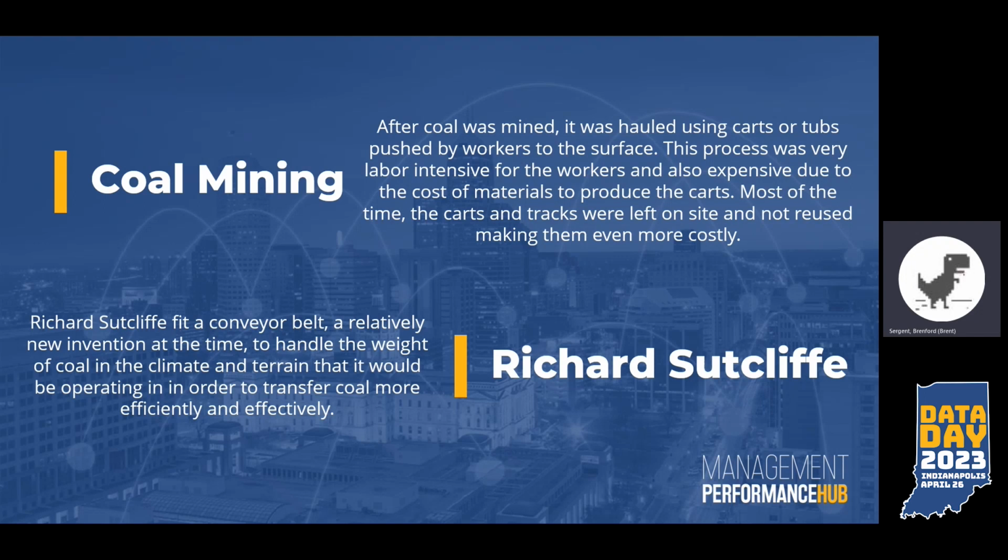These heavy carts would have to be manually pushed by individuals out of the mines, which was labor-intensive and expensive work. So along comes Richard Sutcliffe, and he realizes this. And he notices that he could take this relatively new invention at the time, the conveyor belt, and tweak it such that it could survive in the environment of these mines and carry the coal out, eliminating that labor-intensive work. Not only would it do that, but he would also make the mining less expensive by making his conveyor belt able to be packed up and transferred from site to site, whereas the carts and tracks were very site-specific and often left behind once a mine was exhausted.